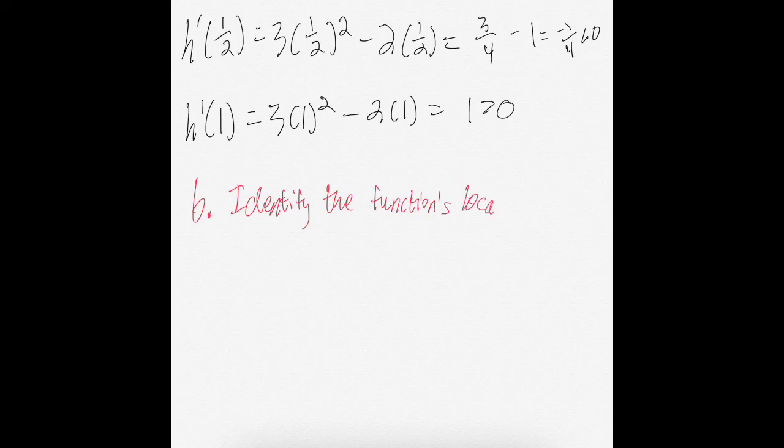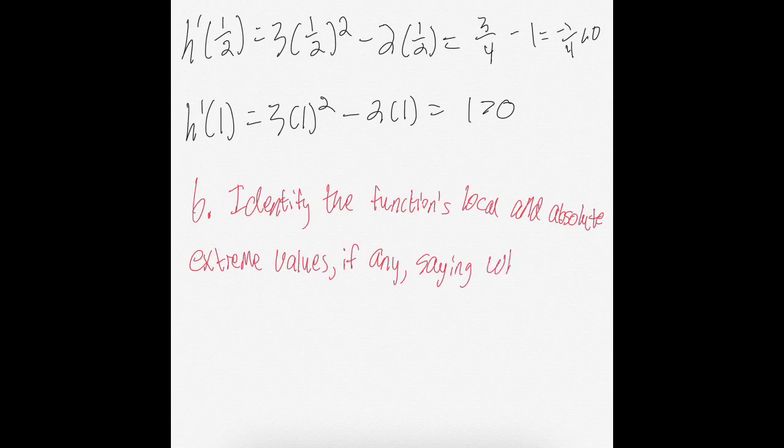Part B asks us to identify the function's local and absolute extreme values, if any, so there might not be any, saying where they occur.